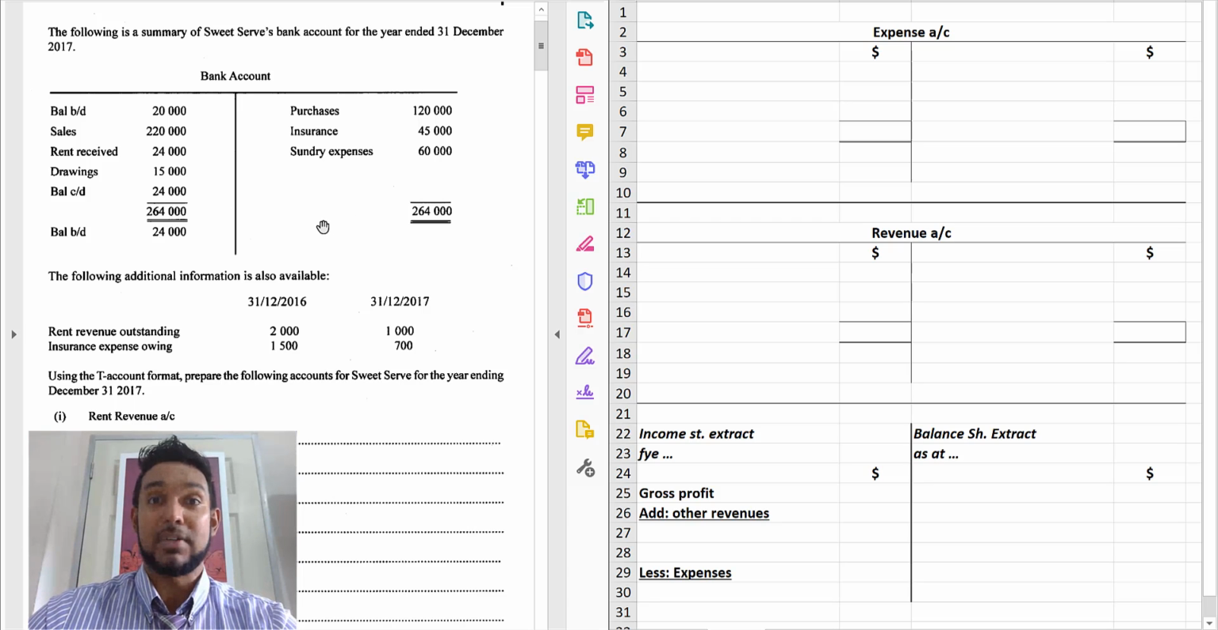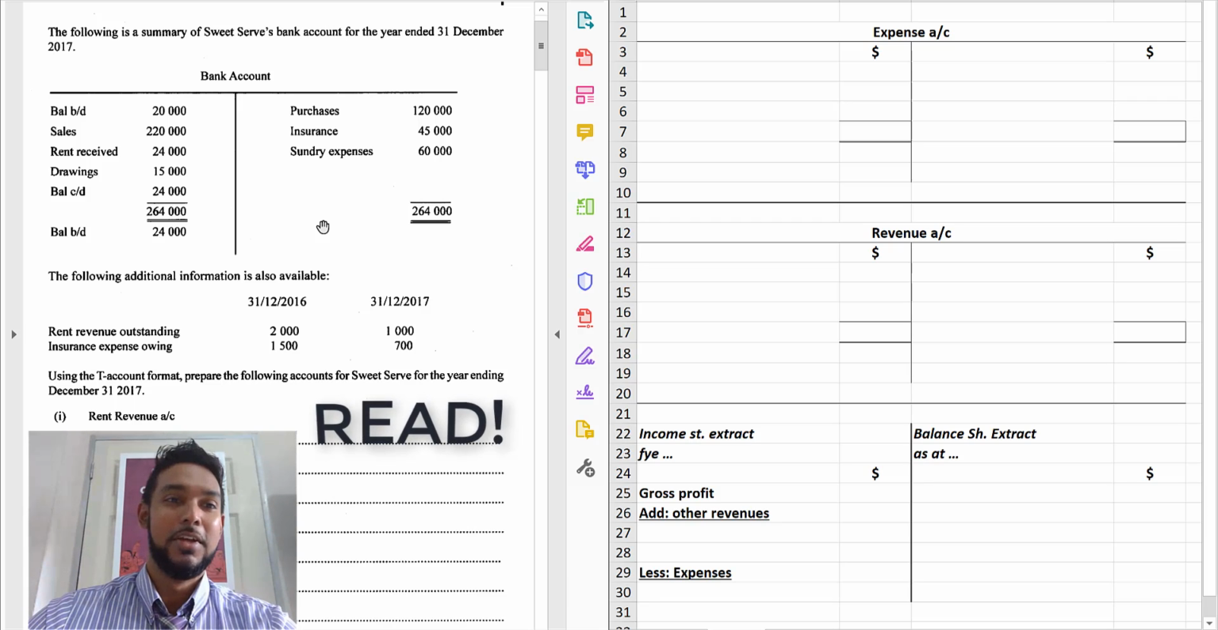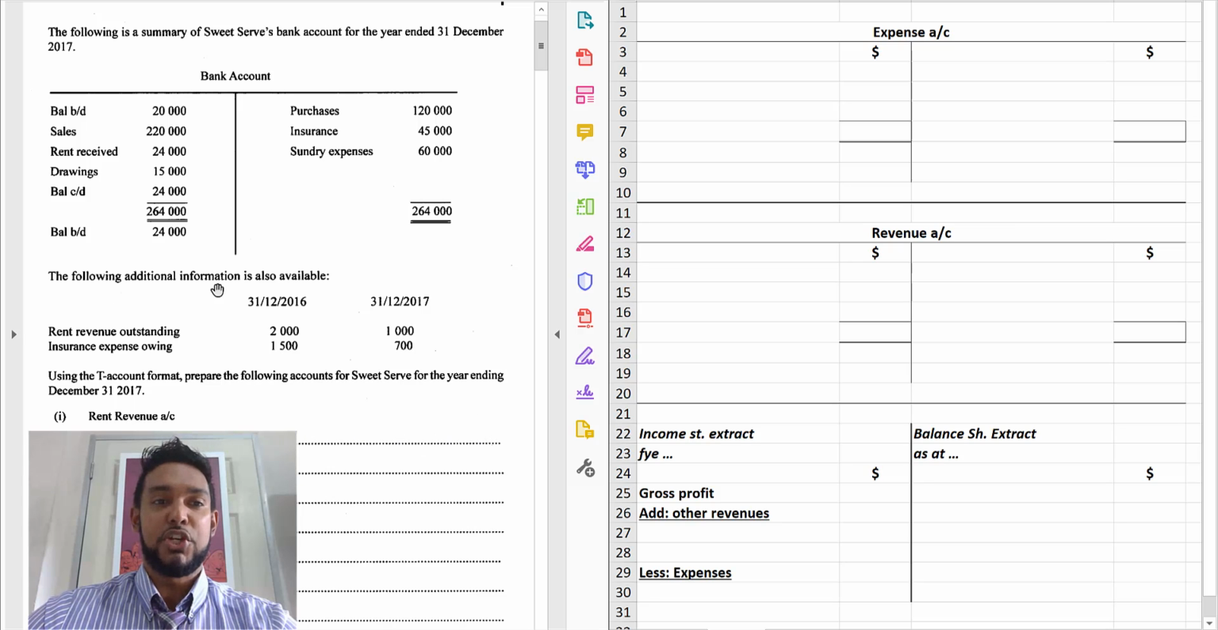What is the question asking us to do? Once again, I know it's very basic, but a lot of times I realize students don't do this step. They don't read the question, and you need to read the question. So the following additional information is also available. Note your dates: 31/12/2016, that's the 31st of December 2016, and the next date is the 31st of December 2017.